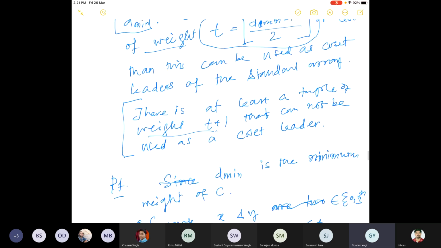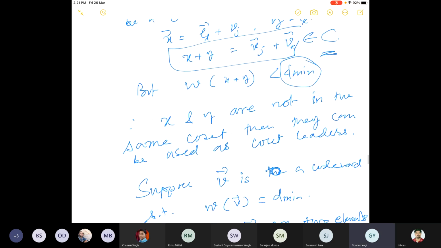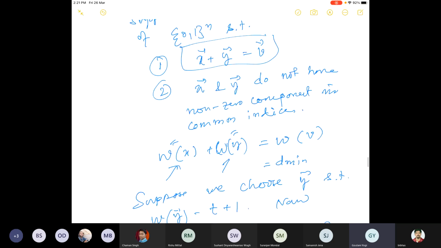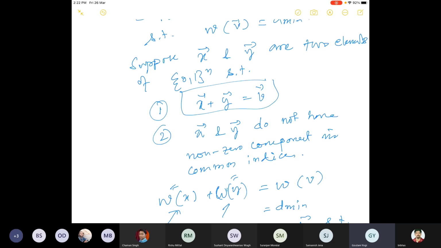Sir, my doubt is related to this x and y. Can you see again? This one. Yes. Sir, my question is, can there exist x and y whose weight is less than or equal to t in one coset? In one coset, what happens? There may exist two sequences x and y whose weight is less than or equal to t. No.